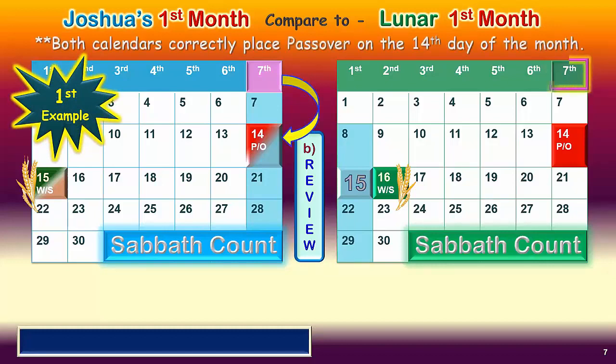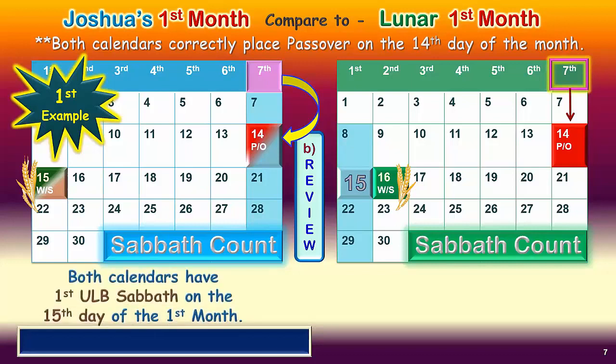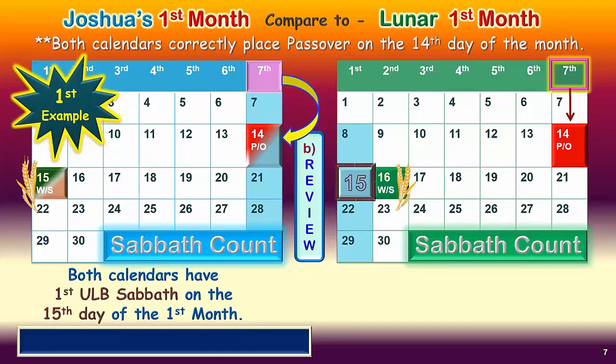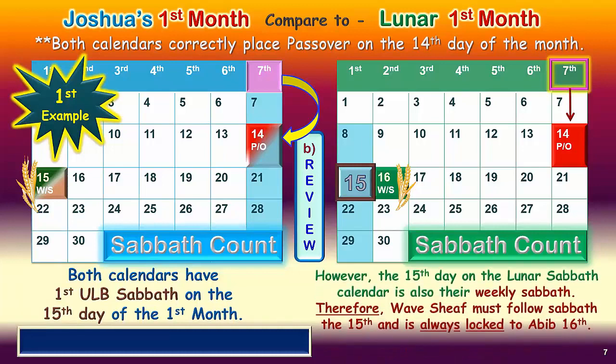Both calendars correctly place Passover on the 14th day of the month. Both calendars have first unleavened bread Sabbath on the 15th day of the first month. You see that? However, the 15th day on the lunar Sabbath calendar is also their weekly Sabbath. Therefore, wave sheaf must follow the Sabbath, the 15th, and is always locked to Abib 16.